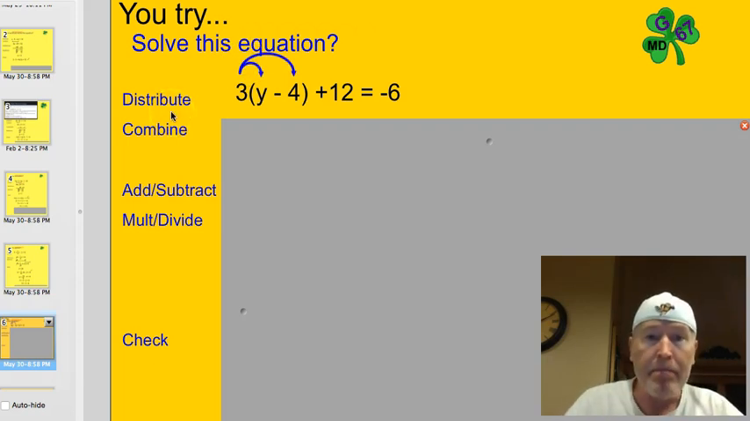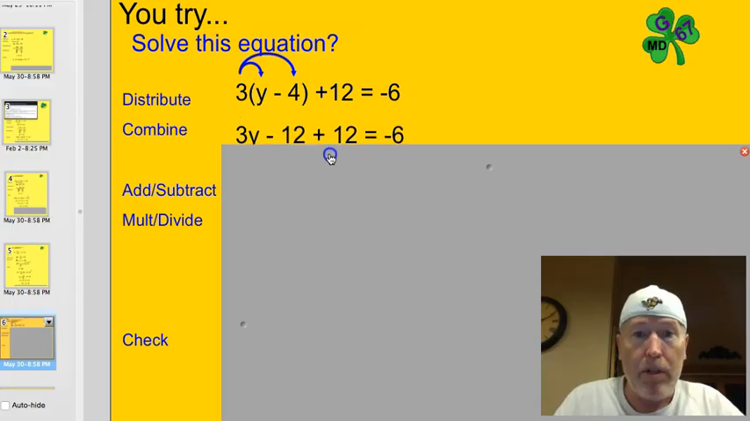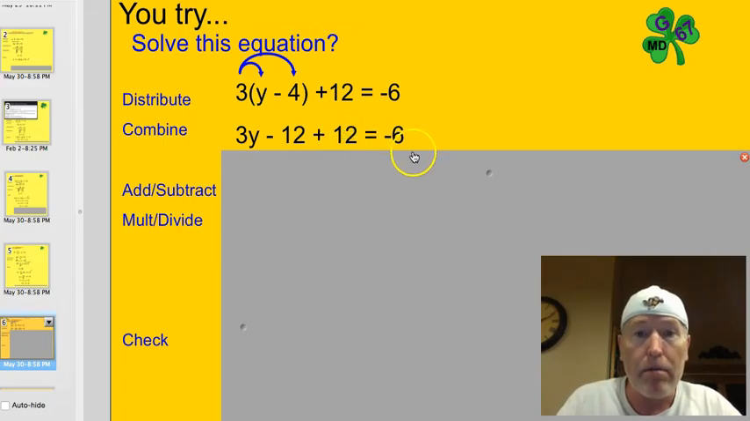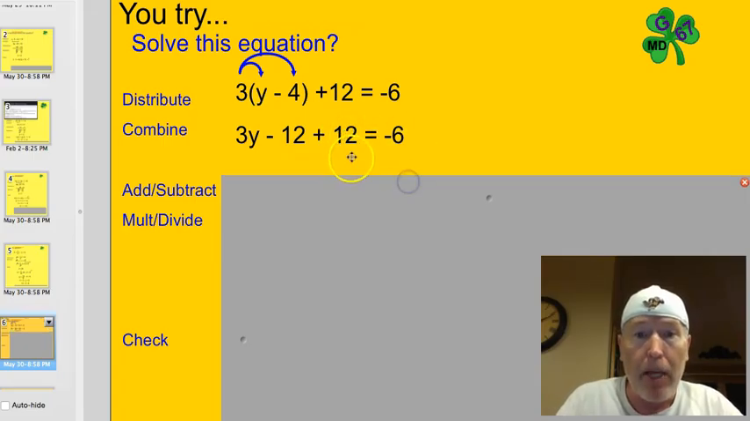All right, let's see how you did. Okay, well, if you did use the distributive property, you had 3y minus 12 plus 12 equals a minus 6. Well, you can combine some like terms here. We've got a plus 12 and a minus 12. These guys are just going to cross each other out, right?